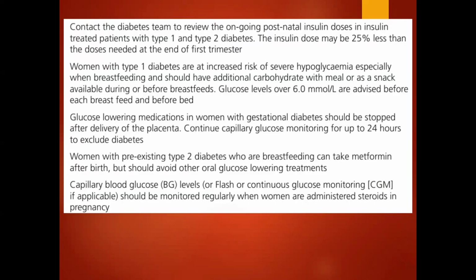Always contact the diabetes team to review ongoing post-insulin doses in insulin-treated patients with type 1 and type 2 diabetes. The insulin doses may be 25% less than the doses needed at the end of the first trimester. Women with type 1 diabetes are at increased risk of severe hypoglycemia, especially when breastfeeding, and should have an additional carbohydrate with a meal or a snack available during or before breastfeeds.